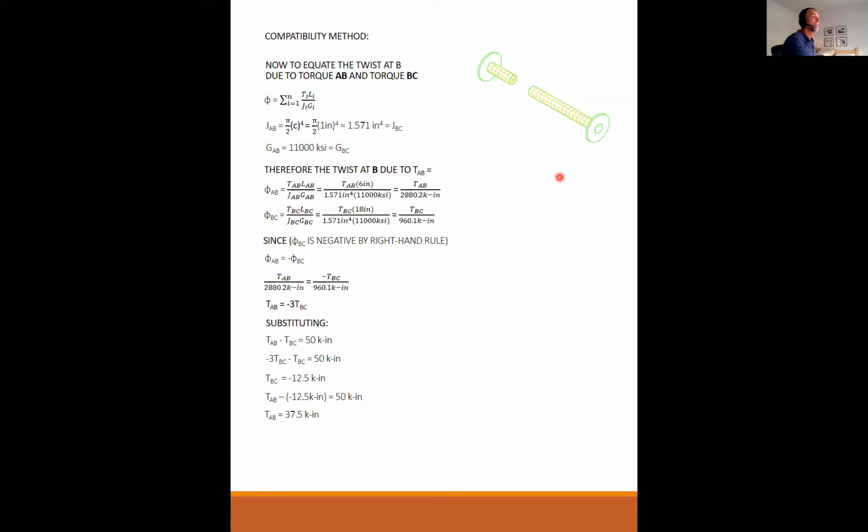But when I did the twist from A to C, the twist at A is 0. And when I added it all up from A to B to C, I got 0. The relative twist at C relative to A is 0.